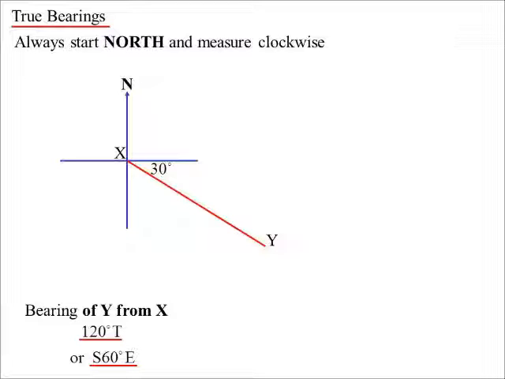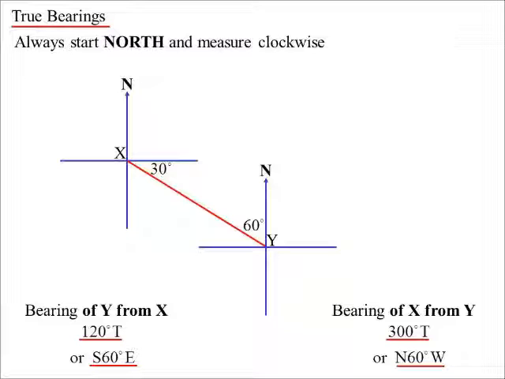The compass bearing would be south, 60 degrees east. Start at south, how many degrees do we go to the east? If I'm at Y and looking at X, then that would be 300 degrees as a true bearing, and as a compass bearing, north 60 degrees west.